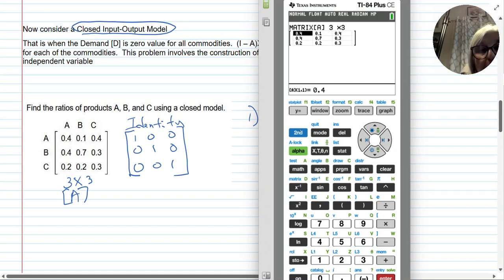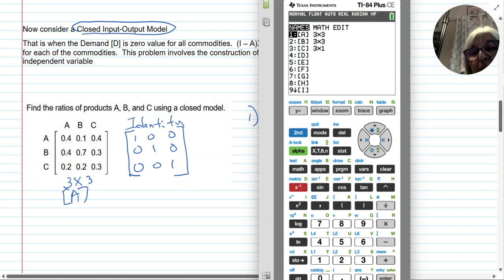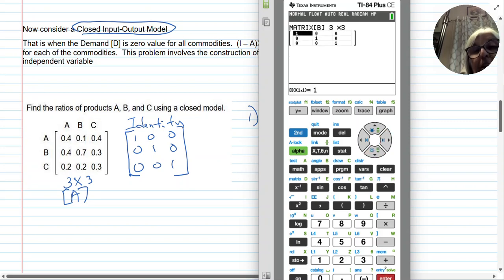So now I'm going to go second matrix, and I'm going to edit, and I'm going to go to B and make it a 3 by 3. So I'm going to just hit enter, enter, till I get there. And I'm good on that line. Actually, I'm good on all of them. So now I'm going to go second, quit. I'm going to do the math.